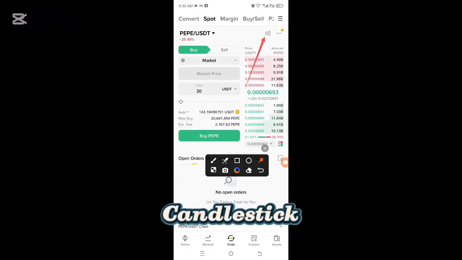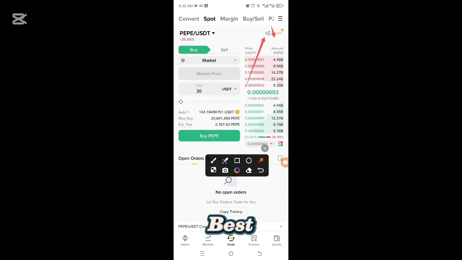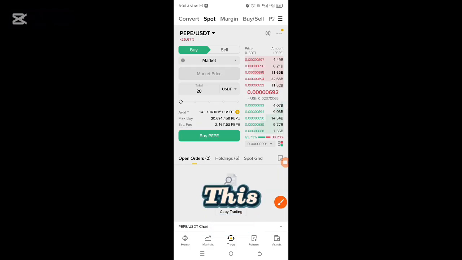to analyze the chart and see if it is the best time to enter the market. And to me, this is the right time to enter the market because I've already done the analysis.